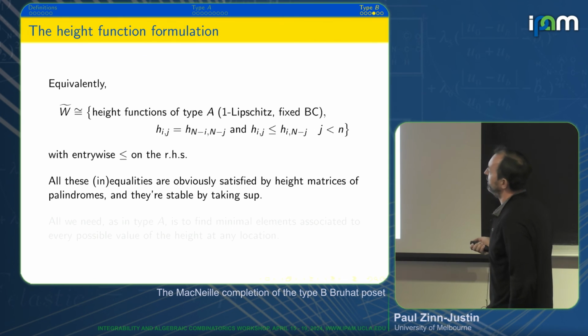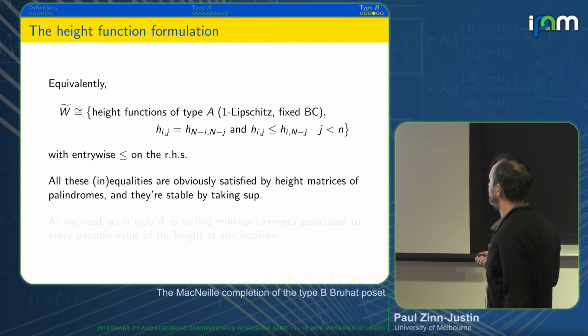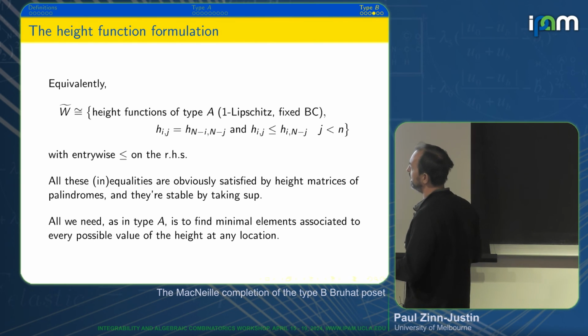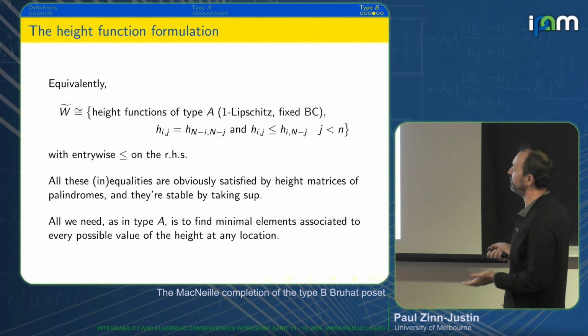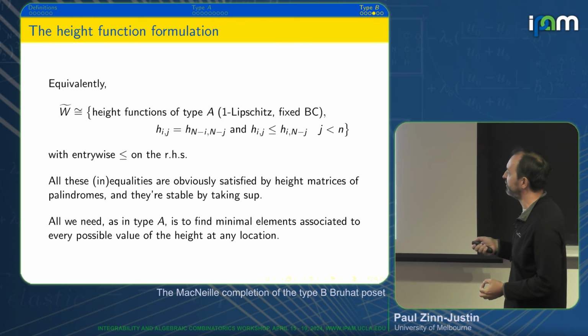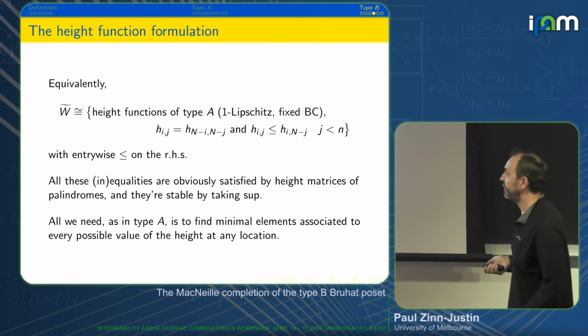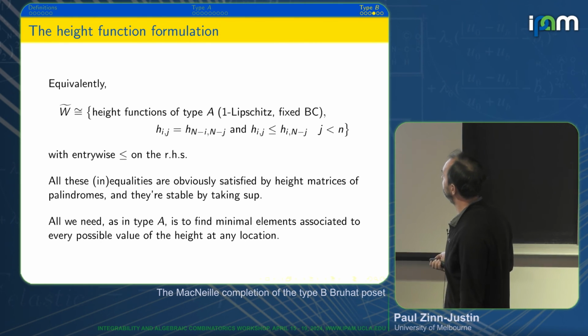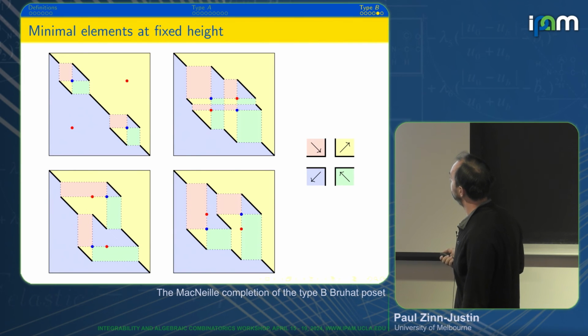So as usual, all these inequalities are obviously satisfied by height matrices of palindromes. They're stable by taking sub. So as in type A, all you need to do is to find minimal elements associated to every possible value of the height function that satisfies those inequalities.